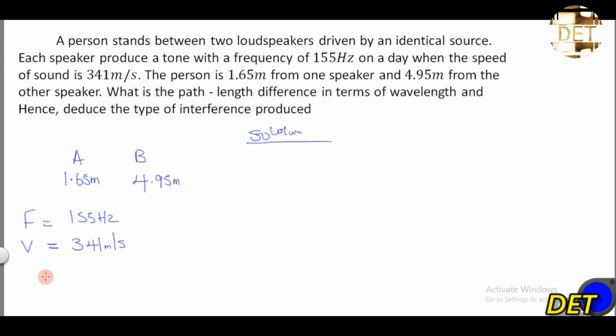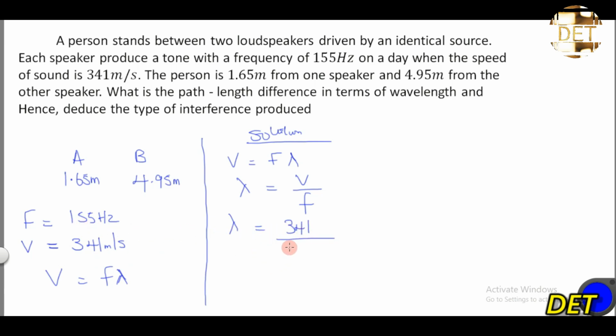Wavelength. So first of all, we know that V, velocity, is equal to what? F lambda, right? So if our velocity V is equal to F lambda, our wavelength, which is lambda, will be equal to V over F, right? So my lambda will now be equal to the velocity of the wave, 341 meters per second, divided by the frequency, which is 155, right?